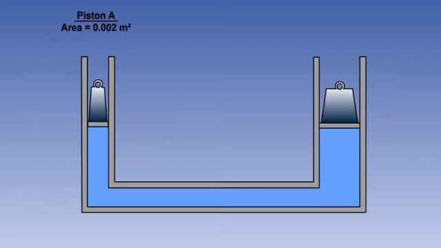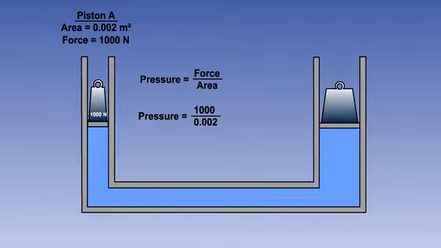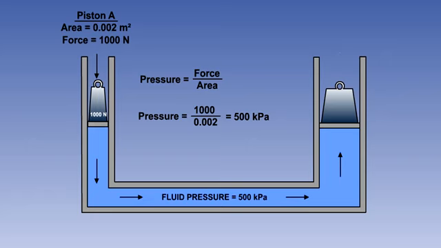In our example, piston A has an area of 0.002 square meters, and we are applying a force of 1000 newtons to it. We know that pressure equals force divided by area, so this will produce a pressure of 1000 divided by 0.002, which equals 500,000 pascals, or 500 kilopascals. According to Pascal, this pressure will be felt throughout the whole system.